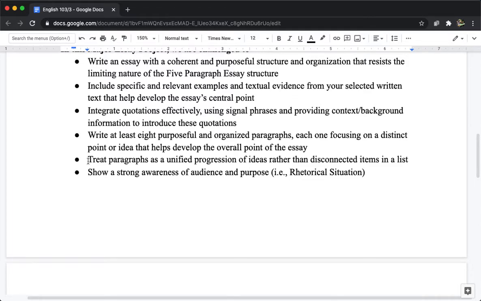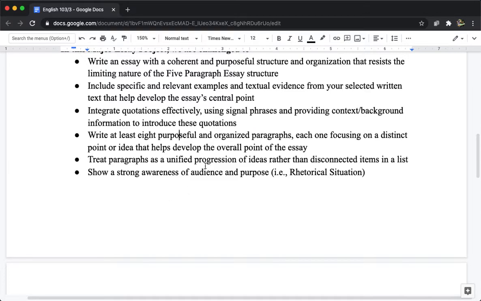Now, leading into this next challenge, we're challenged to treat paragraphs as a unified progression of ideas rather than disconnected items in a list. If we are treating them as disconnected items in a list, this is what I call the listing effect, where it just seems like each paragraph or point is kind of like, here's a point, and then here's another point, and then here's a point after that, and how about this other point? But we're not showing how all of those points connect or are related to one another. That's something that we want to avoid.